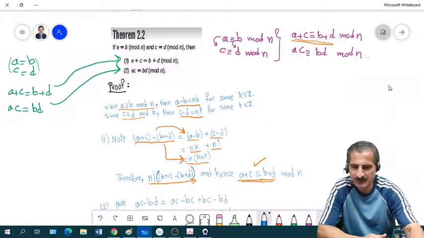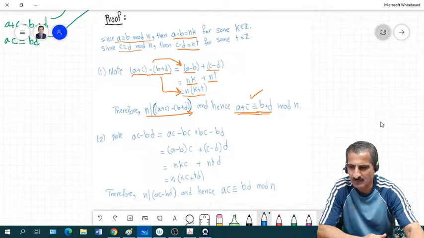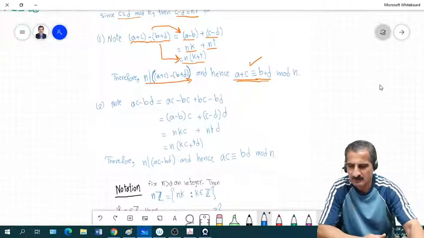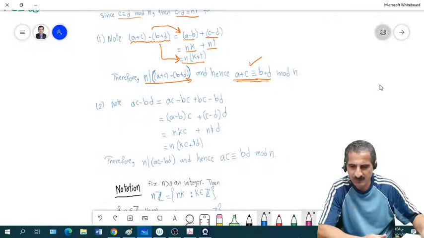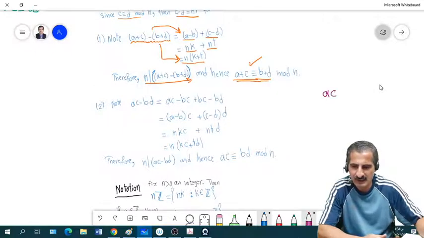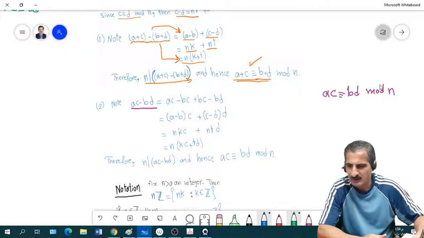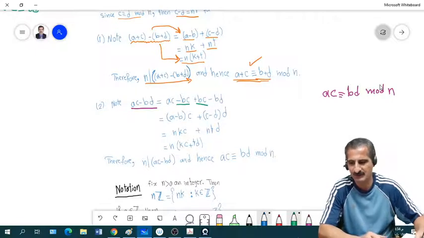Now to prove part 2, what is part 2? Let me write it here. We want to show that a times c is congruent to b times d modulo n. So we hope that ac minus bd is a multiple of n. So let's see what we do here. We subtract it. This is a trick. We subtract bc and add bc, so we change nothing.